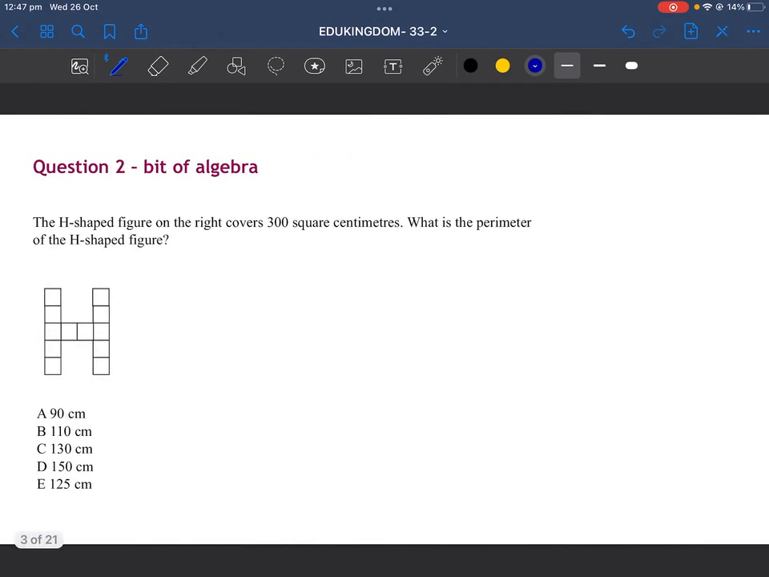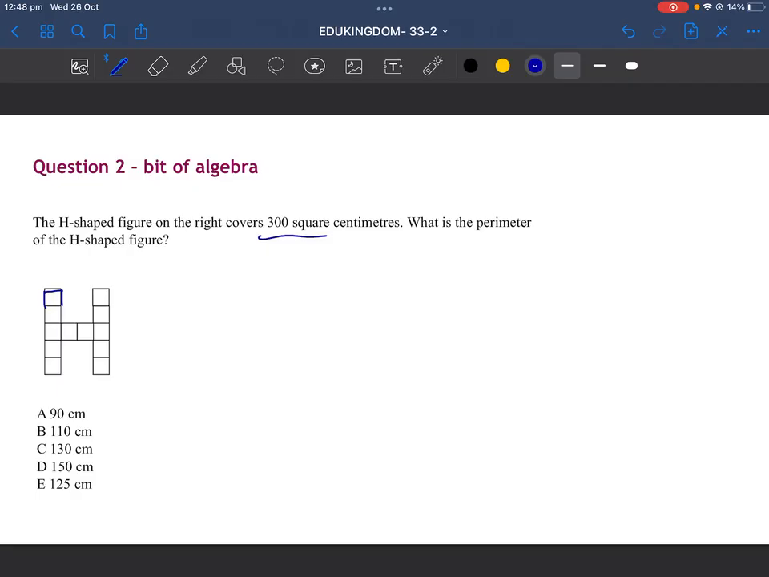Next question. The H-shaped figure on the right covers 300 square centimeters. What is the perimeter of the H-shaped figure? When it says perimeter, guys, we need to know the side length of the shape. What is the shape? A square. And so this given area is actually a huge clue.